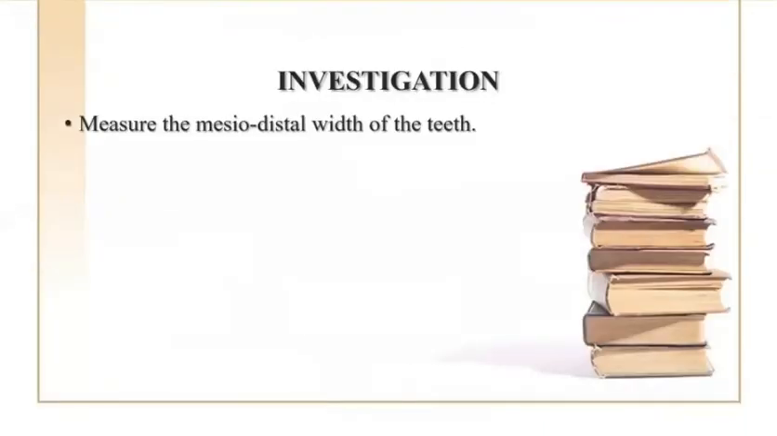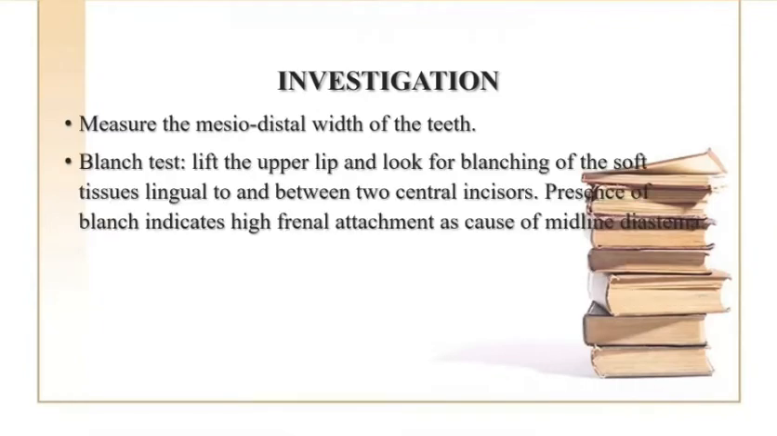Coming to the investigation. Measure the mesiodistal width of teeth. Later on, you have to do the blanching test. Blanching test is done by lifting the upper lip and looking for blanching of the soft tissue lingual to the two central incisors and between them. If there is blanching present, that indicates high frenal attachment, which can be the cause of midline diastema.